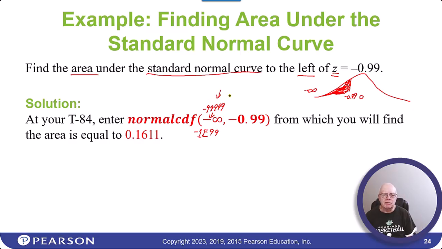So you want everything up to negative 0.99. This is the upper bound. Where do we stop the area? Right there. We don't have to put the 0 and 1 in, but it's probably a good idea. And this gives you an area of 0.1611. And this should make sense. It's left of the center, so it's going to be less than 0.5, and that's definitely less than 0.5.